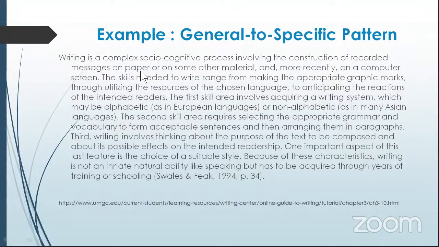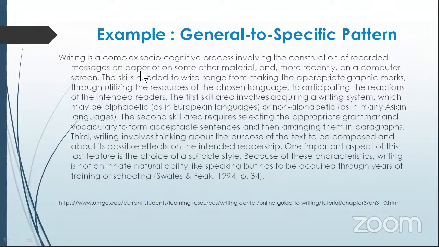So it has given you a very general statement about writing in the beginning, about what it is. And then it has given you a range of methods through which you can develop your writing, based on what comes first and what goes next. Right. So is general to specific the only thing that you see here in that sense? Please answer this question for me.